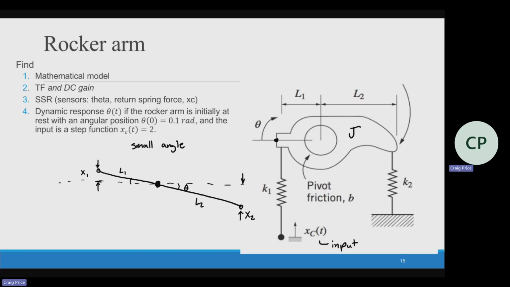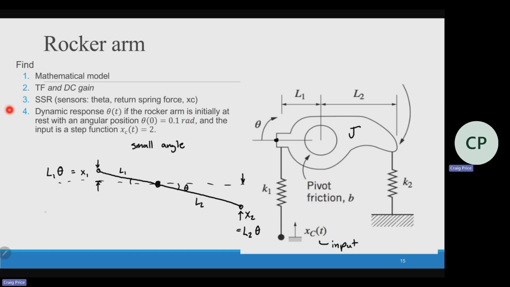Because I don't want this in my final equation. Everything should be in terms of theta. So what is x1 equal to for small angles? Yes, x1 is equal to L1. Now, technically, it's L1 sine theta, but because we're using small angle approximation, sine theta just becomes theta. That means that x2 is equal to L2 times theta. And that's really important for us because we're going to be using sum of torques equals J theta double dot.